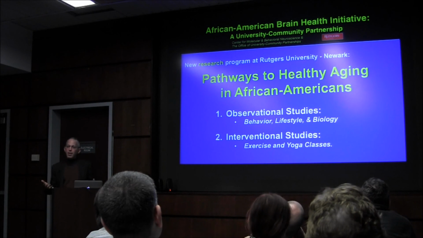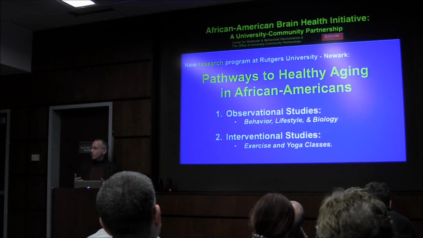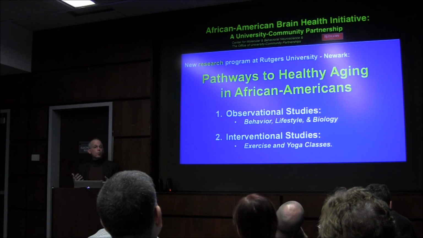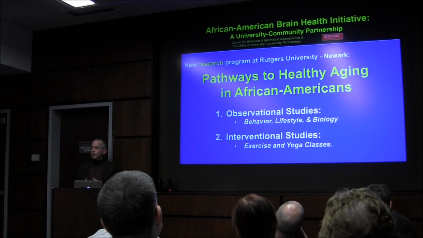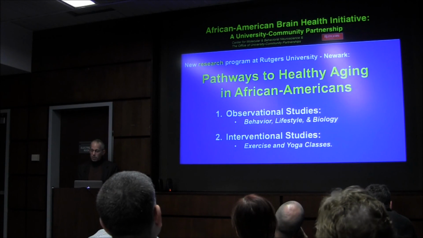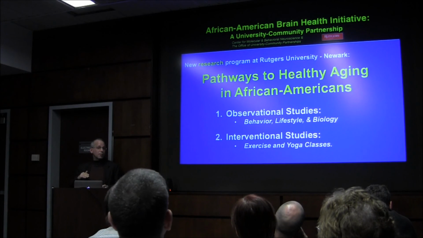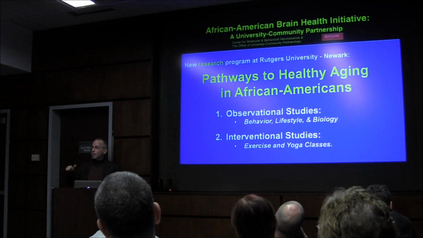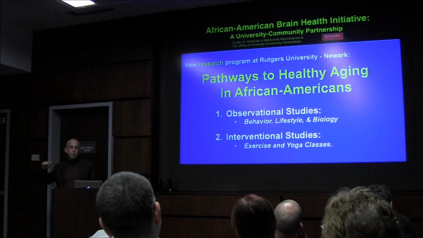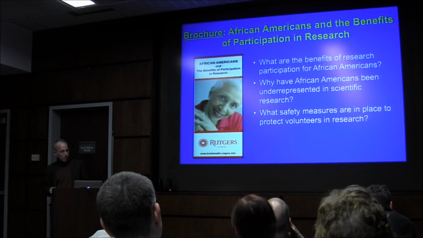And then interventional studies. It's not enough to figure out why some people do better or worse with aging, but what can we do to improve those who are on a worse trajectory? With Brandon, we're setting up some exercise and yoga classes to see whether we can change those who are most at risk for cognitive decline, whether it's frontal, striatal, or hippocampal decline, and see which of those we can change with exercise or yoga.